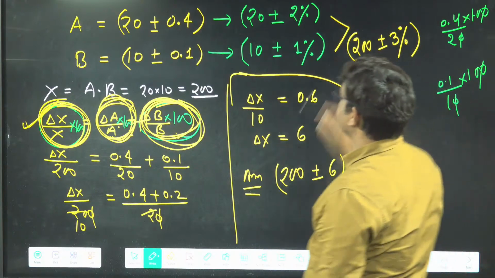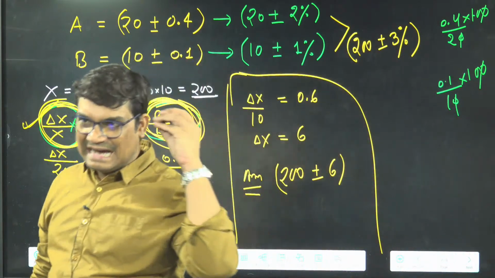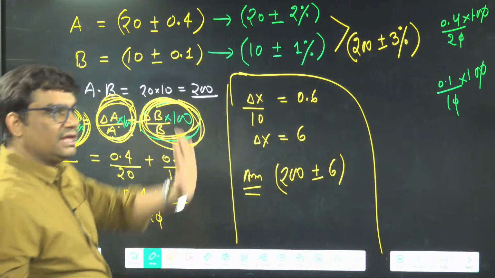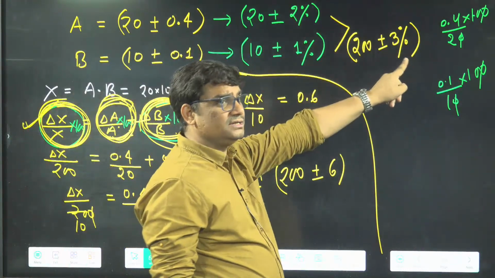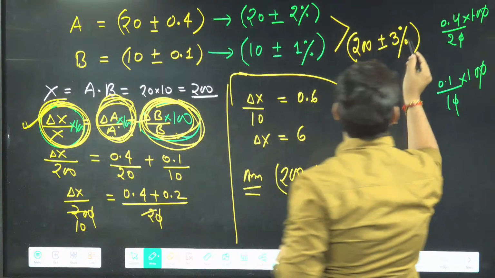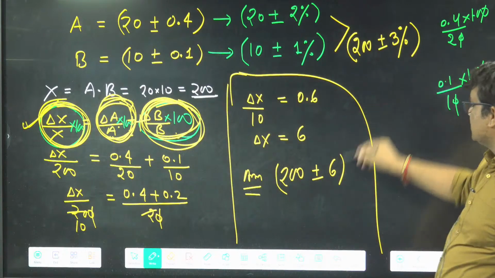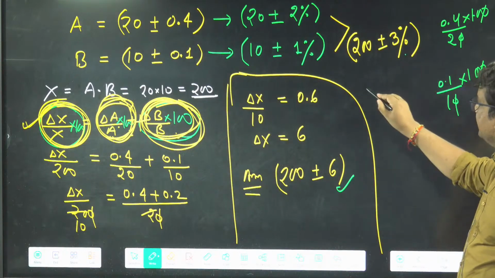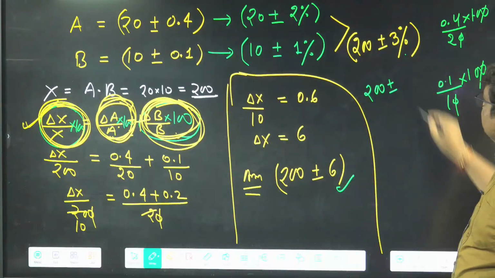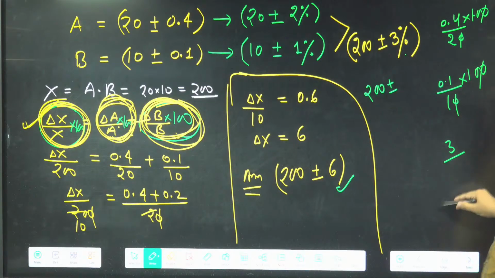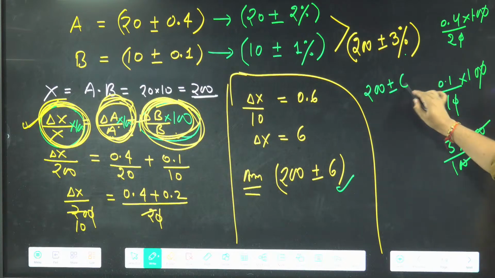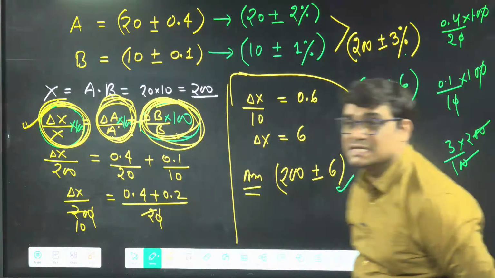In multiplication, we can directly add percentage error. So this is my answer, 200 plus minus 3%. You can say, sir, answer was this. We can find 200 plus minus 3% of 200. So yes, 3 by 100 into 200, the 20 cancelled. So what you will get? 6. So this is the same answer.